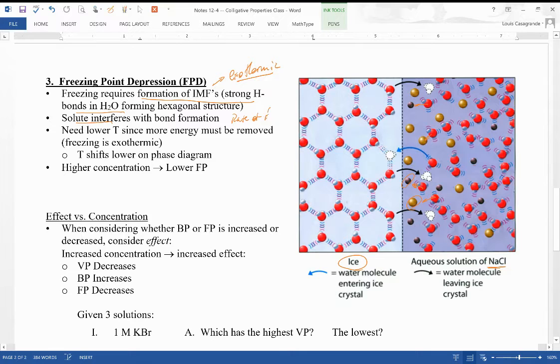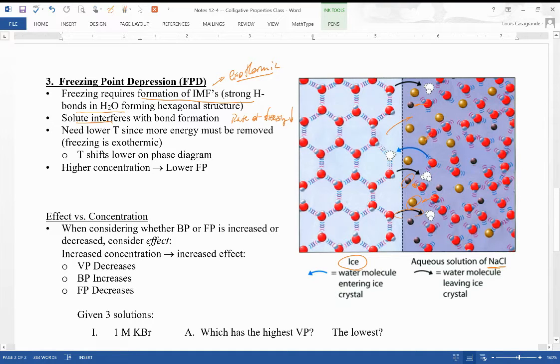The rate of freezing goes down. The rate of melting, though, doesn't change. The melting is not changing. This melting is still going on as fast as it was before. So the rate of melting stays the same.